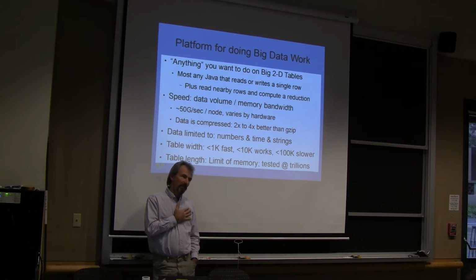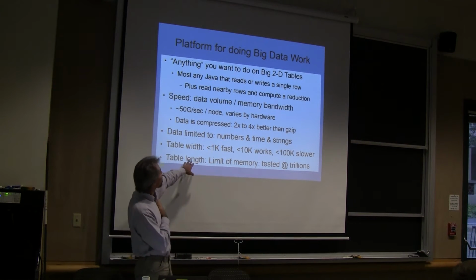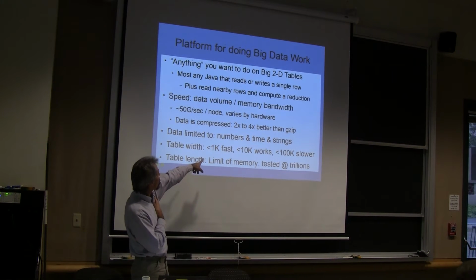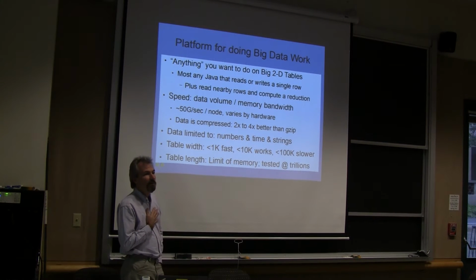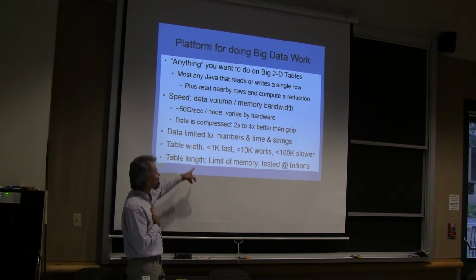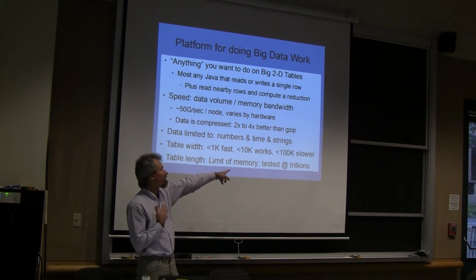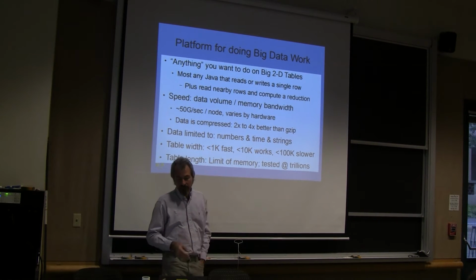The data types are limited to things you can do math on, so numbers and time, strings to a limited extent, to the categorical values we talked about. It's geared for tall and skinny. So less than 1,000 columns wide, we were looking at data sets with like 50 columns. Those are all really fast. 10,000 columns still works pretty well. 100,000 columns, the loops are parallelized the wrong way. They work, but painfully. But there's no limit on the length, and I have, in fact, tested trillions of observations.